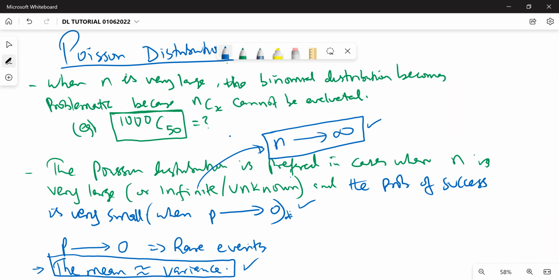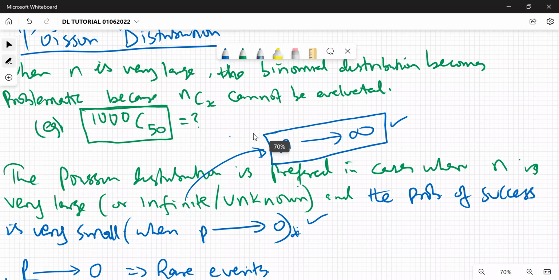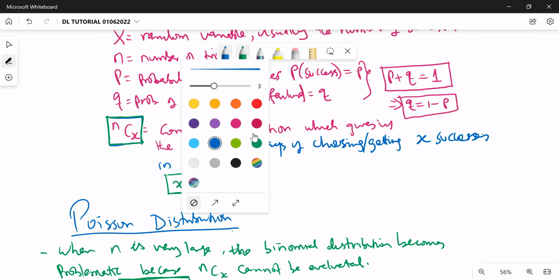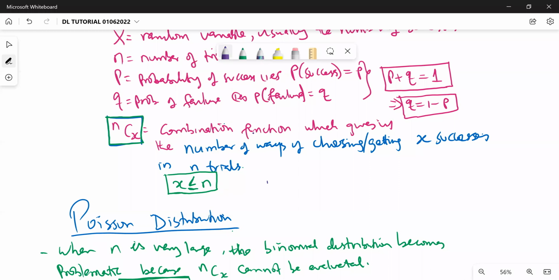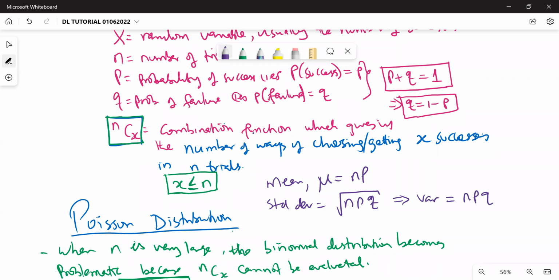Okay, let's briefly revisit the binomial distribution. There's something that I should have mentioned up here: for the binomial distribution, the mean is given by n times p, and the standard deviation is given by the square root of npq. Of course, this means that the variance is given by npq. You can add that somewhere in your notes under binomial distribution.